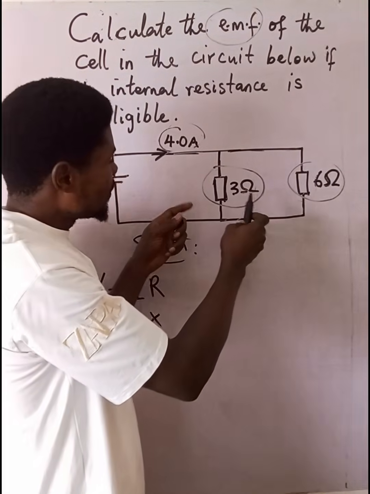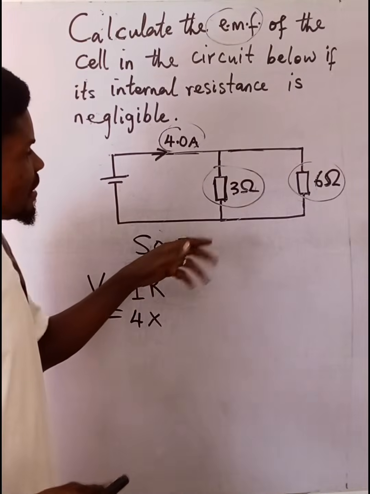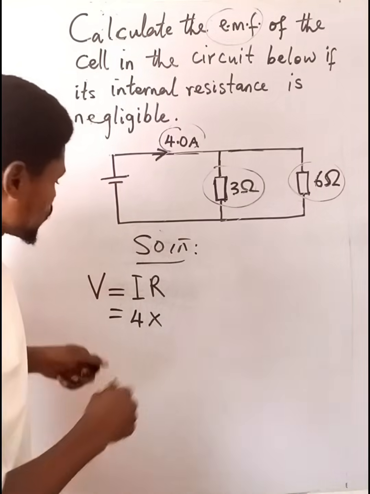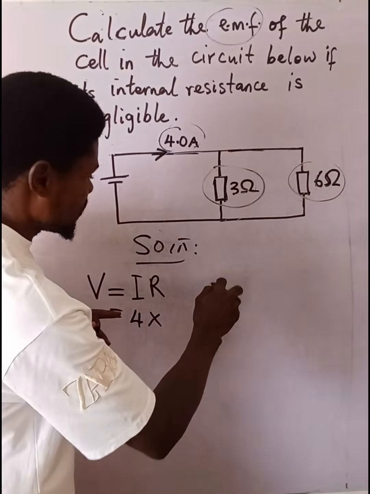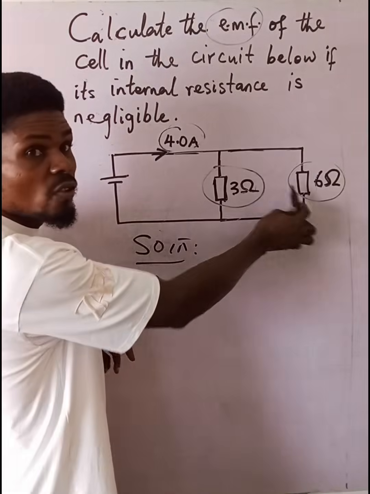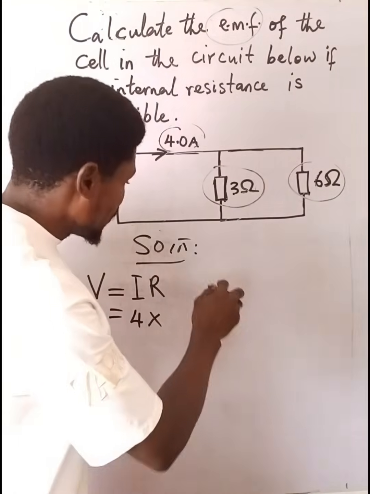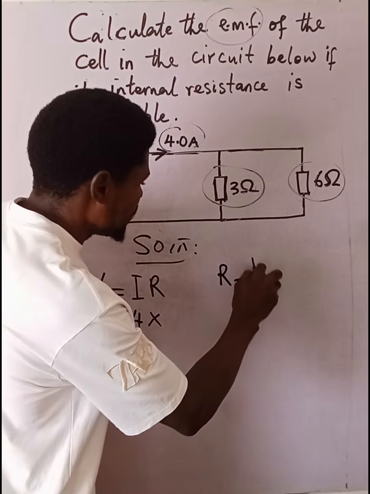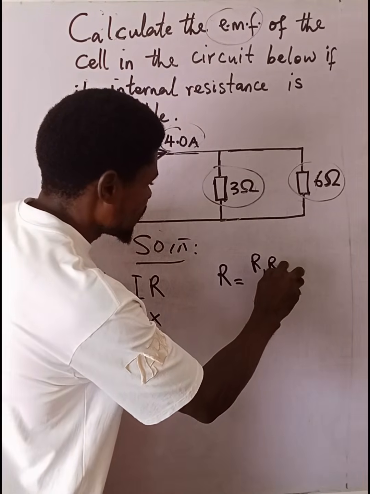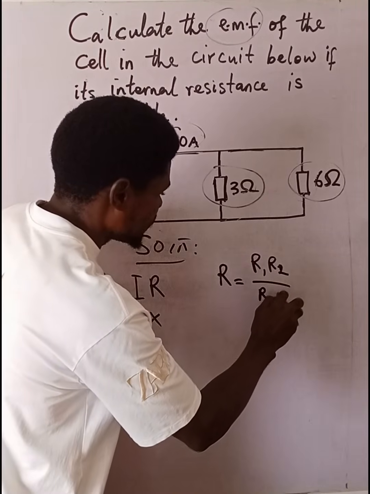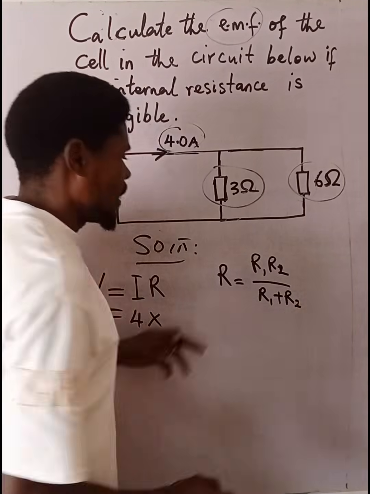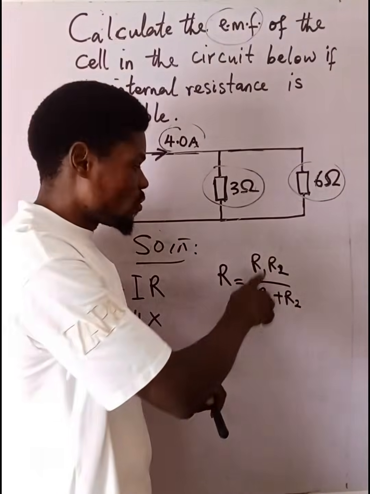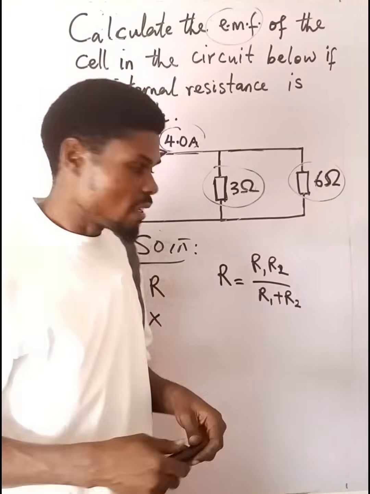Then all we need to do is to find the total or the equivalent resistance from that circuit. For us to be able to find the total resistance, we make use of the formula. Since the two resistors are connected in parallel, the total resistance is equal to the product over the sum. When they are connected in parallel and they are two in number, we make use of product over sum to get the equivalent resistance.